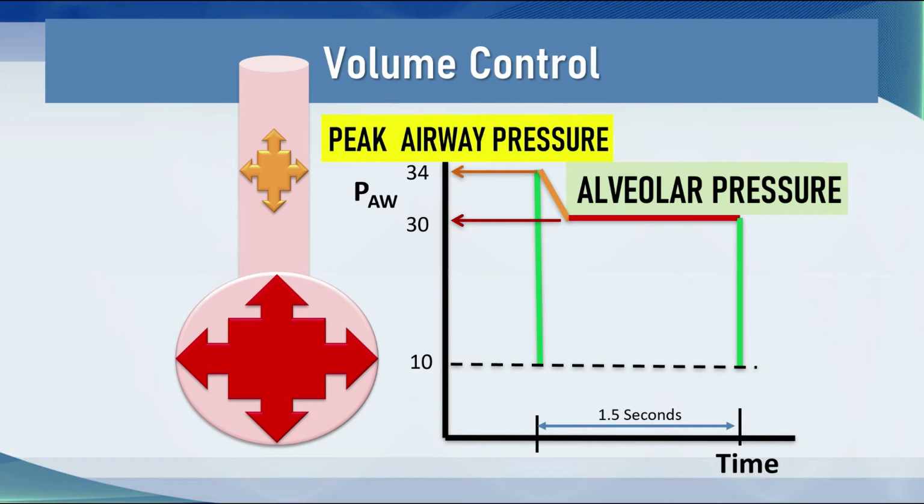In order to measure airway pressure correctly, there must be an inspiratory pause. This always occurs in pressure control ventilation, but in volume control you must apply this pause so that the breath becomes time cycled rather than volume cycled.